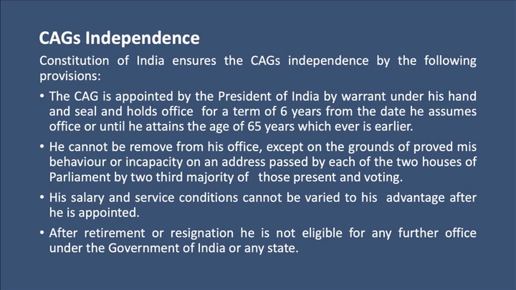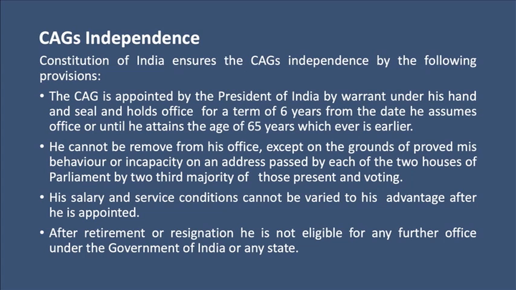CAG's independence. The Constitution of India ensures CAG's independence by the following provisions. CAG is appointed by the President of India by warrant under his hand and seal and holds office for a period of 6 years from the date he assumes office or until he attains the age of 65 years, whichever is earlier. He cannot be removed from his office except on the grounds of proved misbehavior.